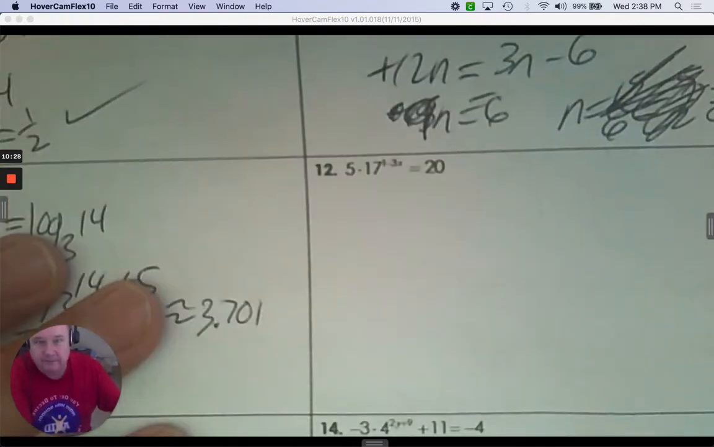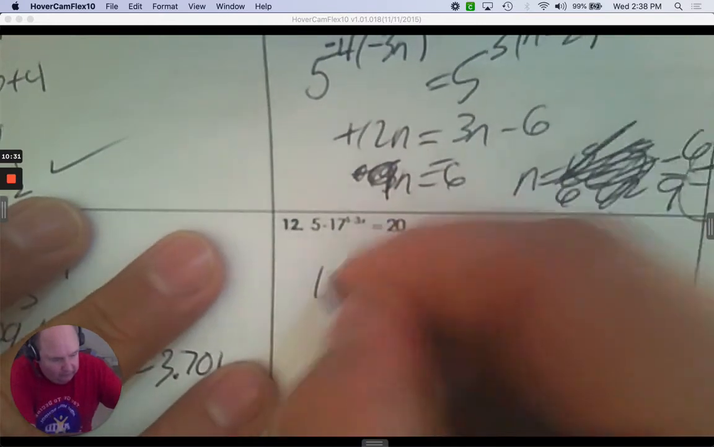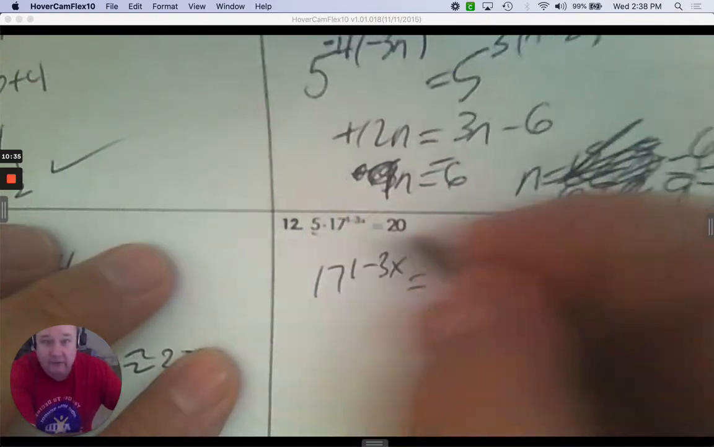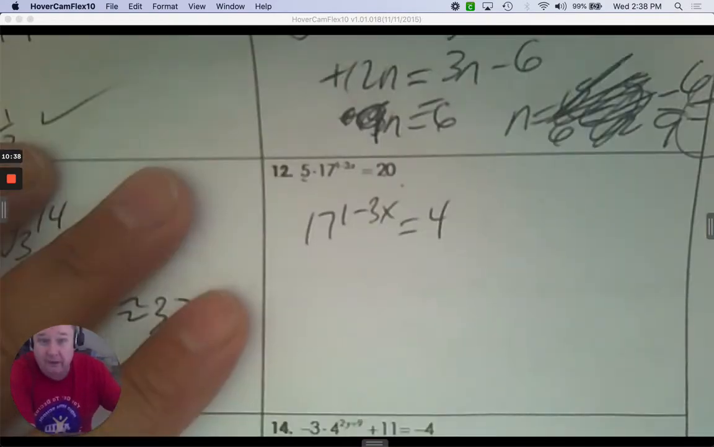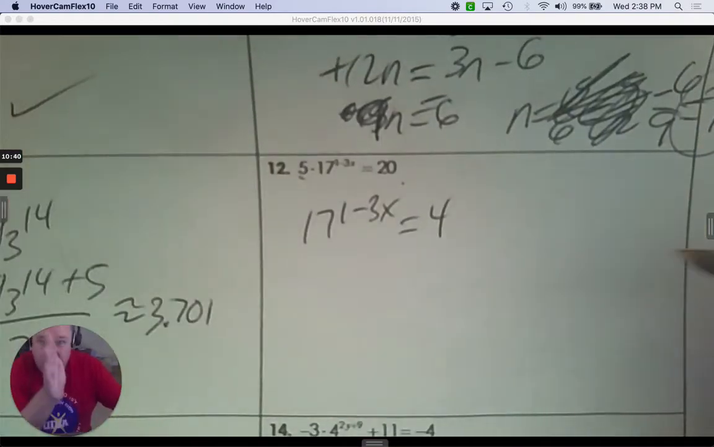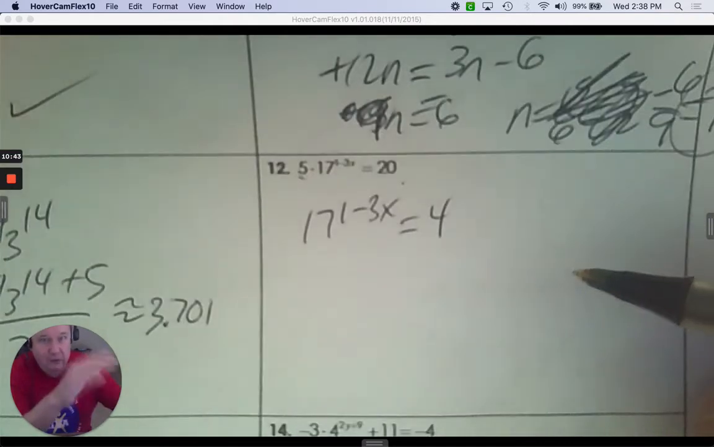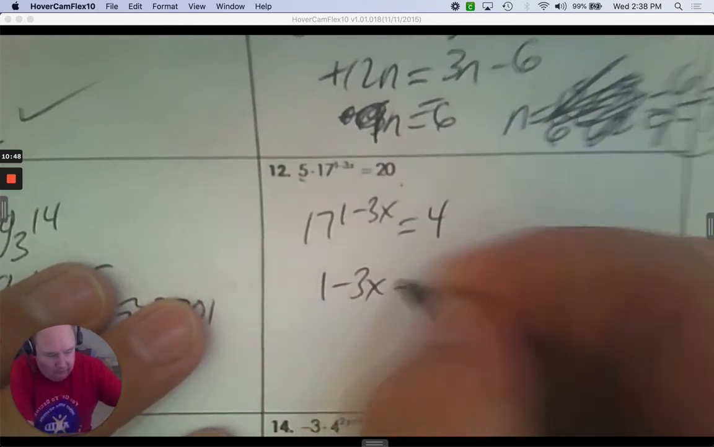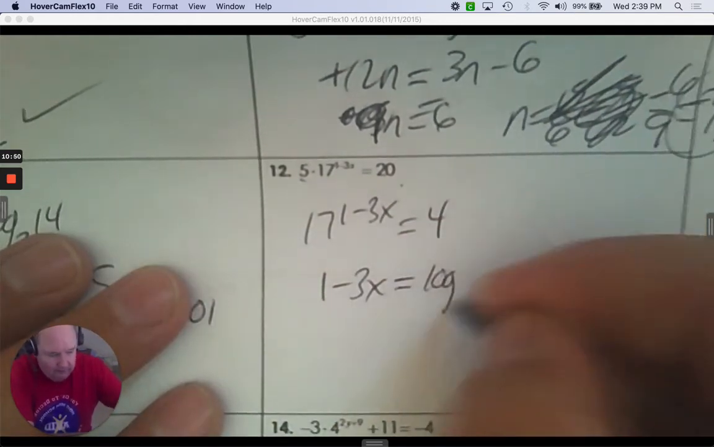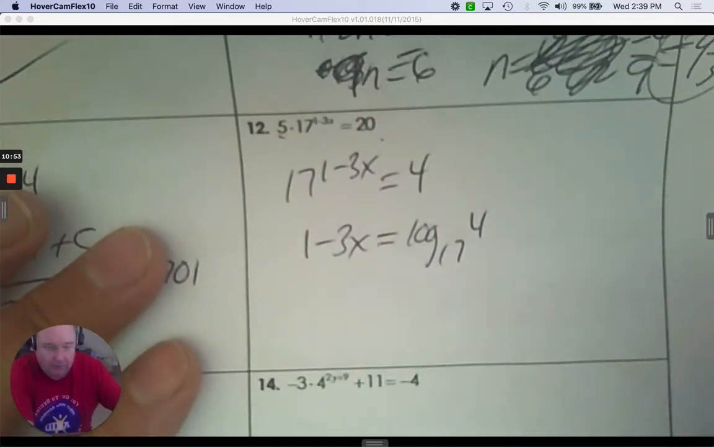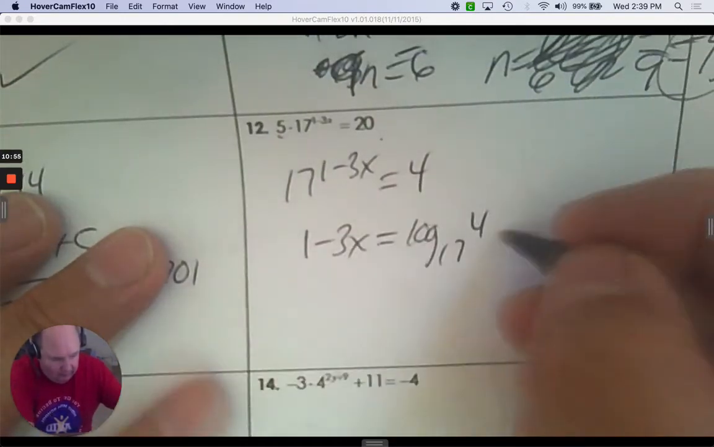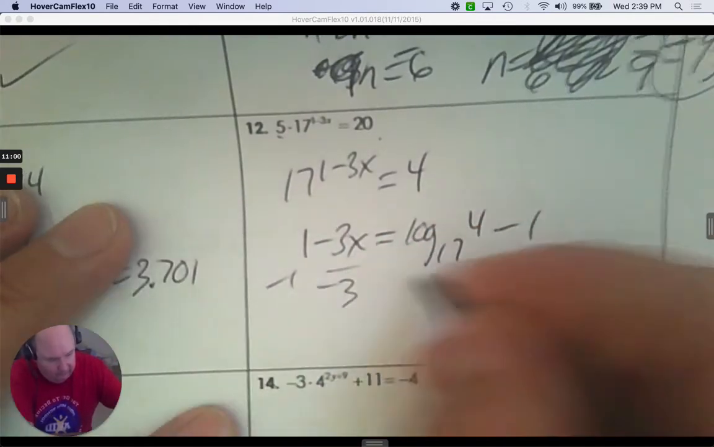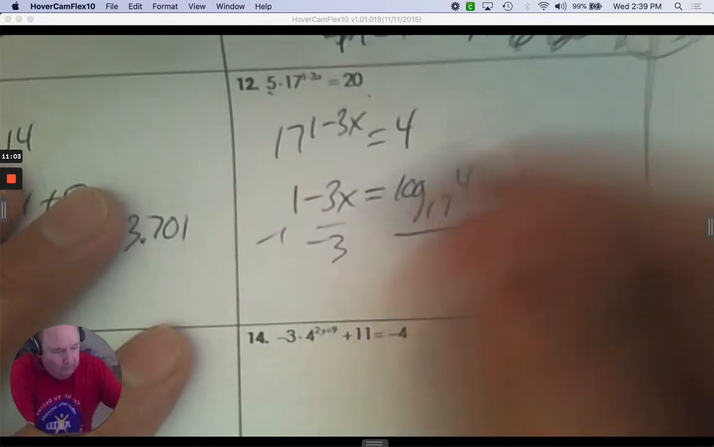Number 12. Isolate the exponential part. That's to the exponent 1 subtract 3x. So we're going to divide by 5. Then I'm going to write it as a logarithm. Again, it's always good to press pause. I know I'm going fast, but you can press pause and try the work first and then press play. So the exponent is 1 subtract 3x. The logarithm has a base of 17 and then 4. To get x by itself, we're going to subtract 1, and then we're going to divide everything by negative 3. So this is your answer here.